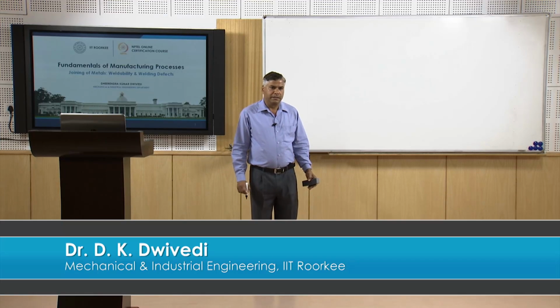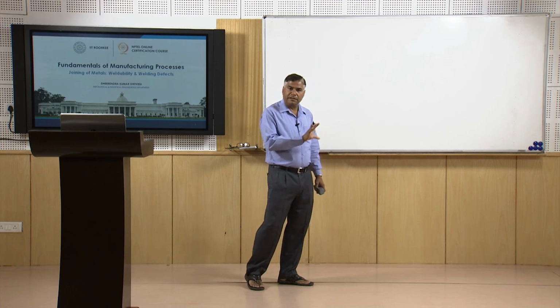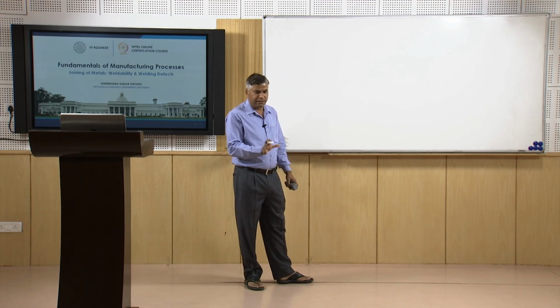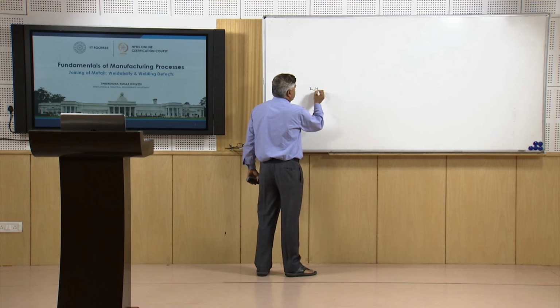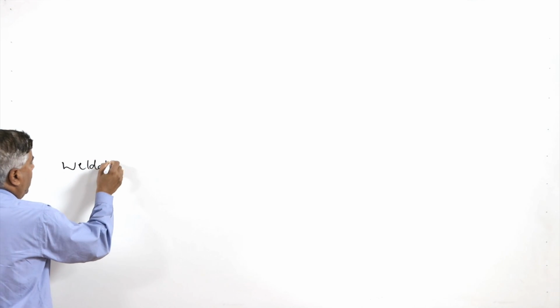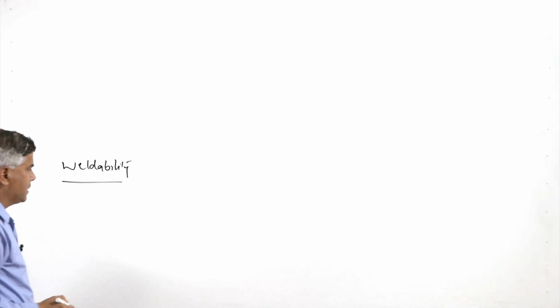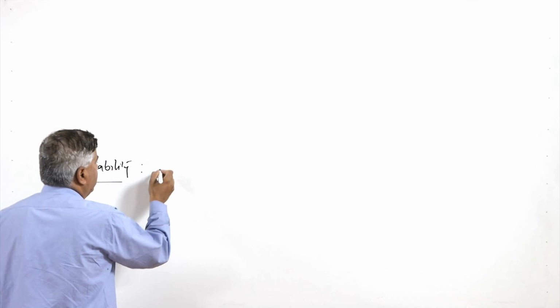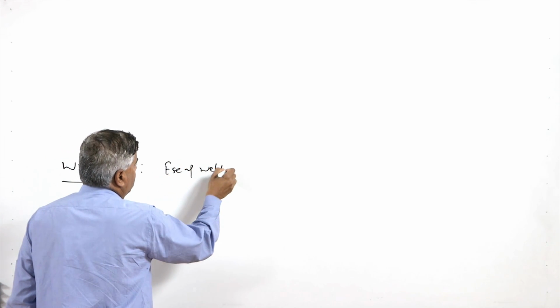And you know that in the metal joining aspects we have talked about the fundamental principles of the metal joining and welding processes. Today we will focus on two aspects. These are how easily welding of a metal can be done, which is defined in terms of weldability, indicating the ease of welding.